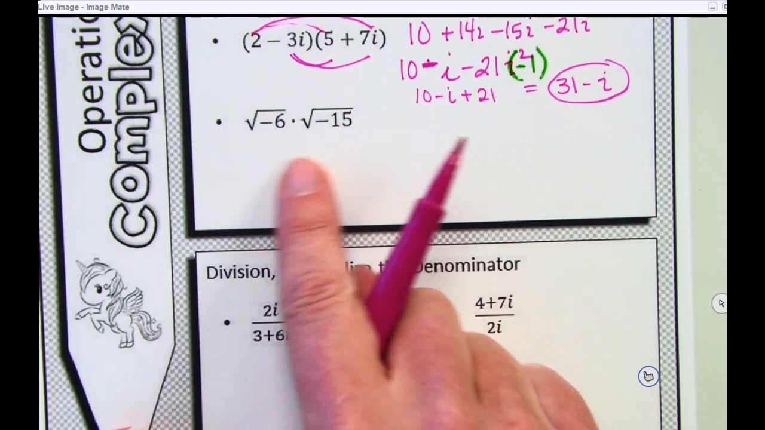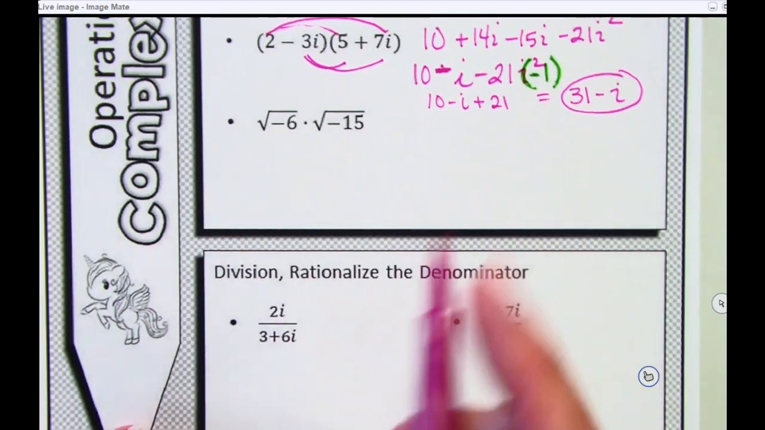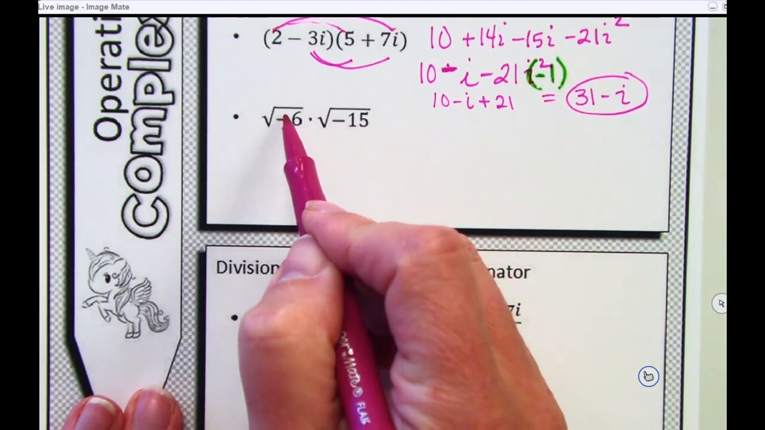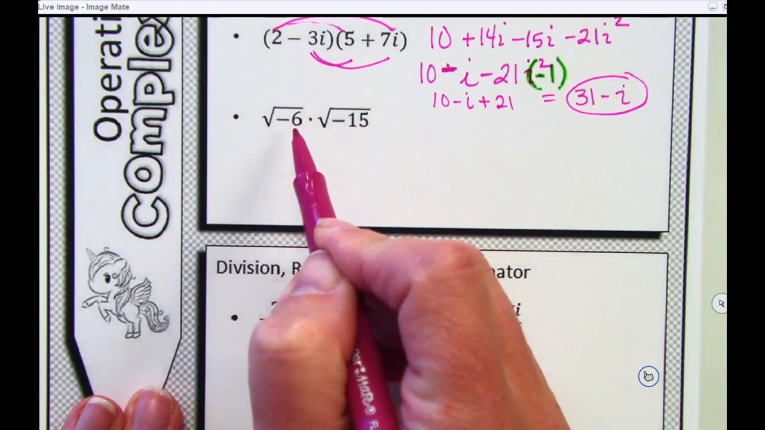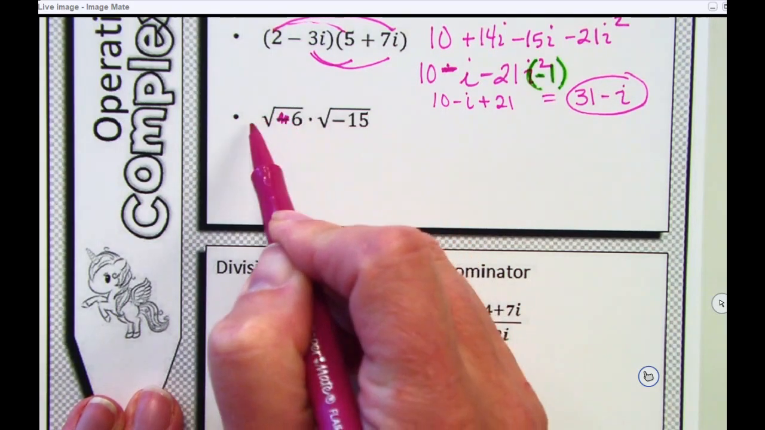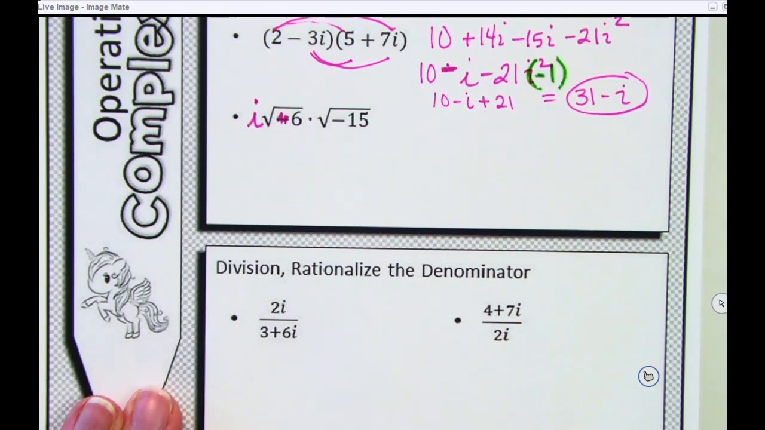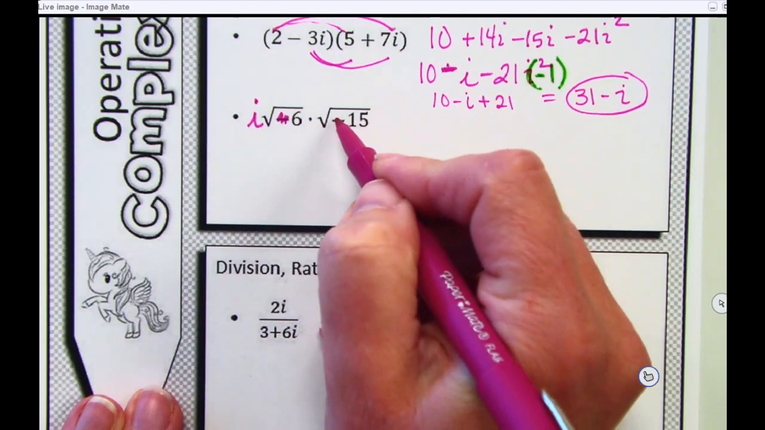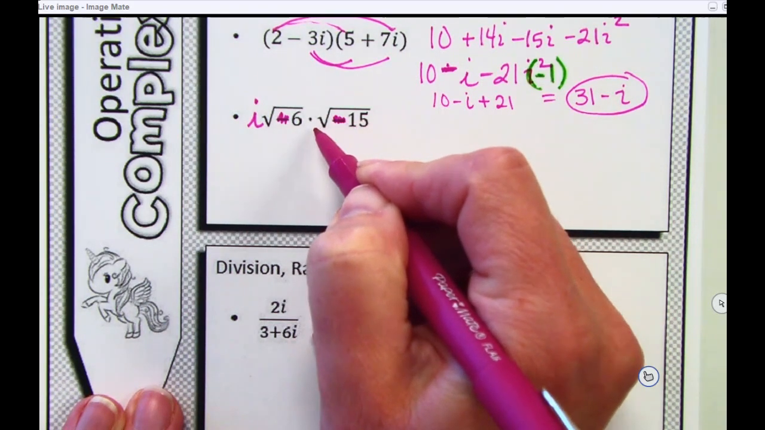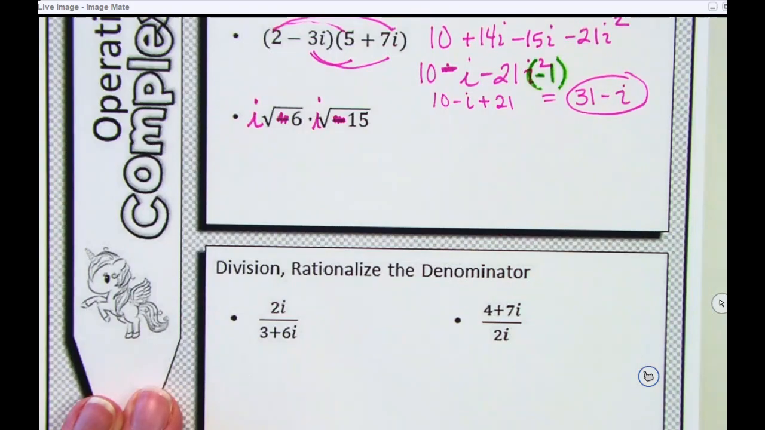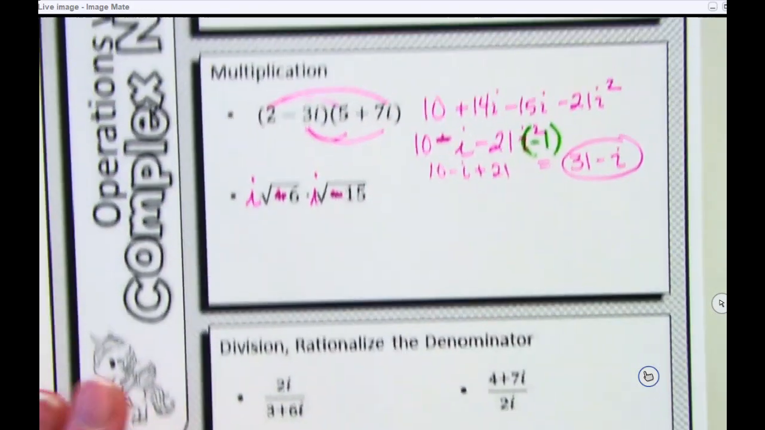On a multiplication like this, you always need to take care of the negative first. I can't take the square root of a negative number. Questions?